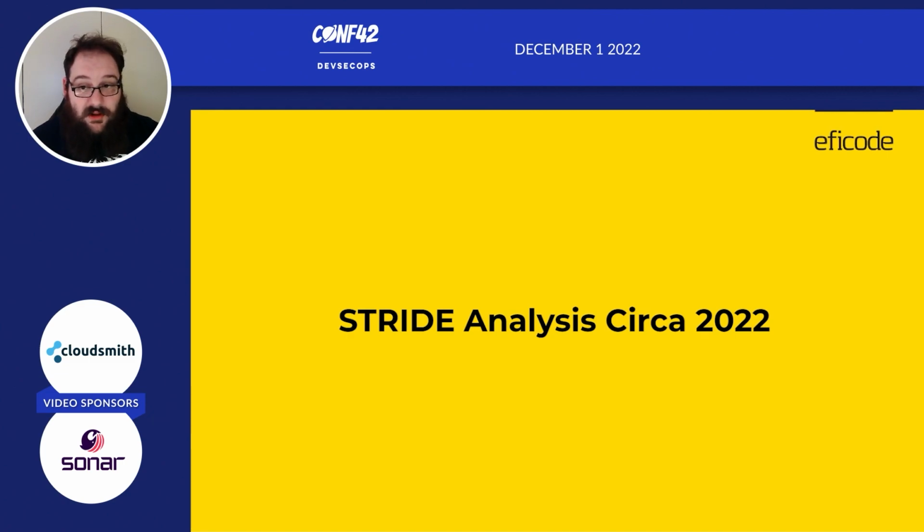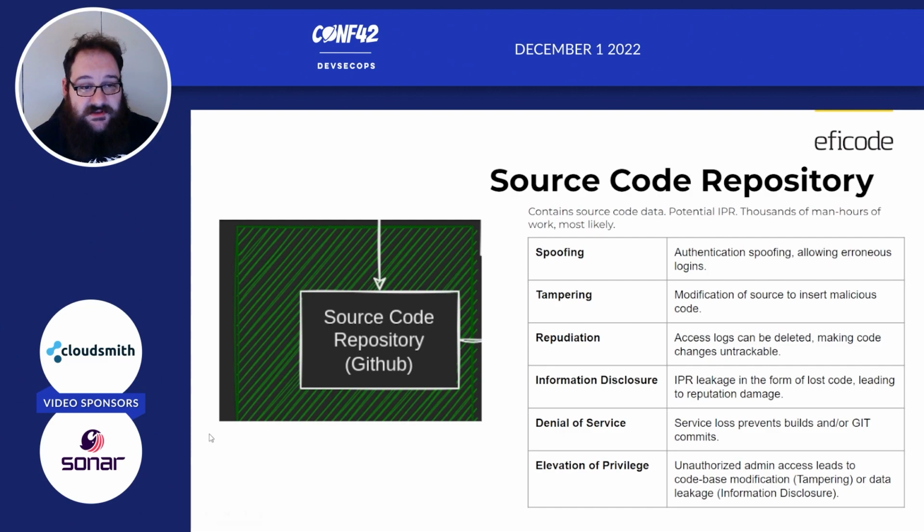And we're going to go through all of these boundaries. So we'll get started with the source code repository. The source code repository, obviously, potential IPR, that's what we're worried about here. This is where your DNA is stored. This is where your company's core code is collected. So spoofing, any kind of authentication against it might cause problems. Tampering could lead to the modification of source, which is problematic if that source then makes it through to the end product.